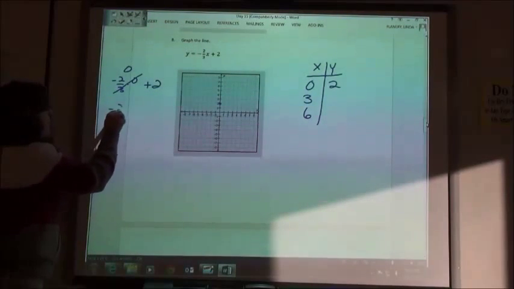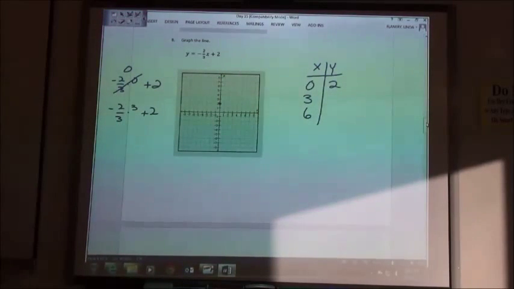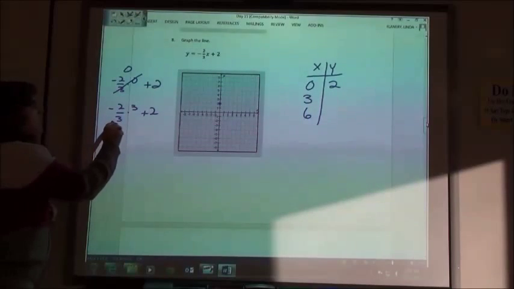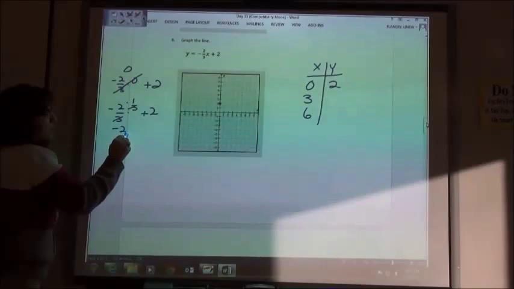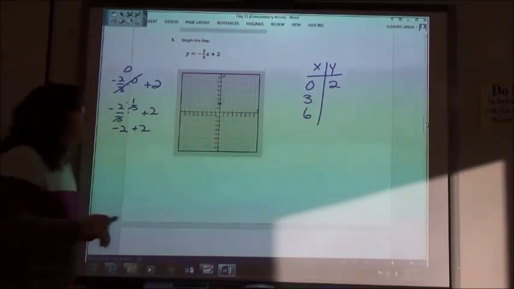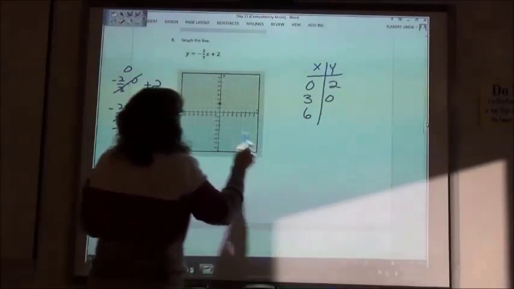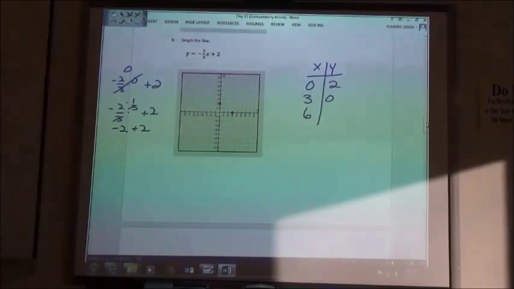If we do negative 2/3 times 3 plus 2, what are we going to get for our answer there? 0. 3 goes into 3 once, so I get negative 2 times 1, which is negative 2. A negative 2 plus a 2 gives me 0. So over 3, up 0 happens to be right on the x-axis.